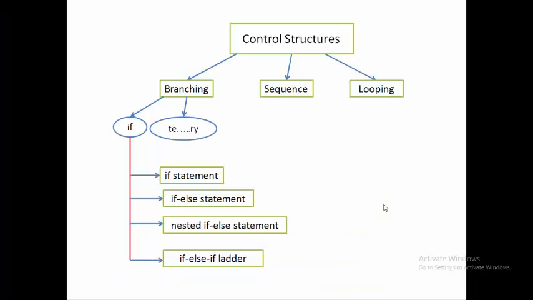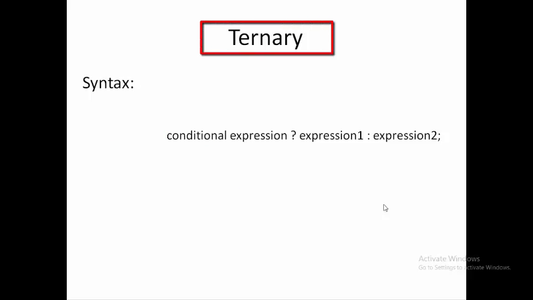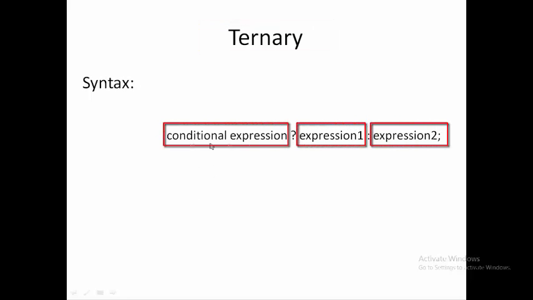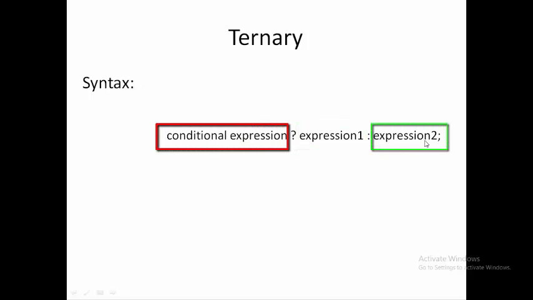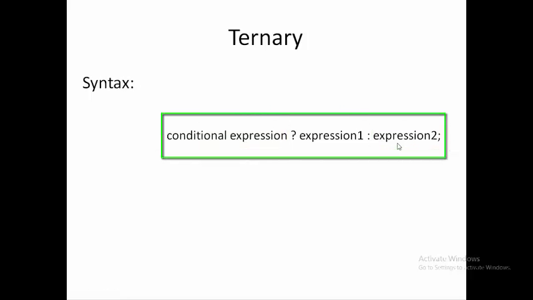In this lesson we are talking about ternary. We can call it the conditional or ternary operator. Syntax: it takes three operands: conditional expression, expression 1, expression 2. In the conditional expression, we are checking the condition. If the condition is true, expression 1 will be executed, or if the condition is false, expression 2 will be executed. It is used the same as an if-else statement.